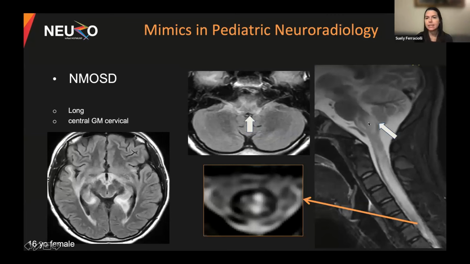For NMOSD, you have that involvement of the area postrema. Usually the child is having recurrent vomiting.